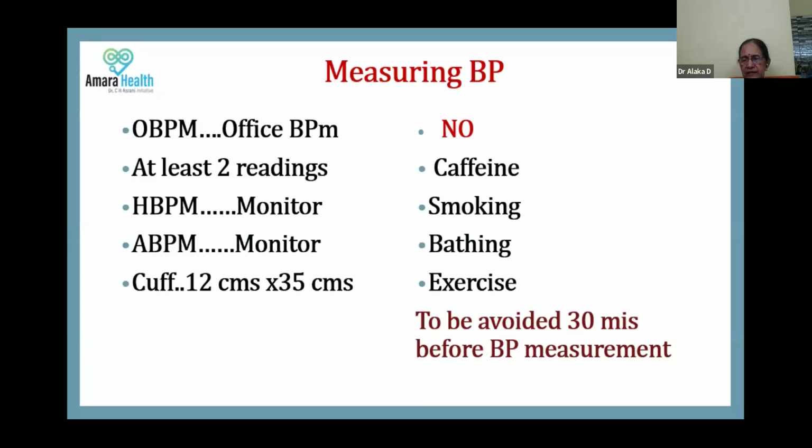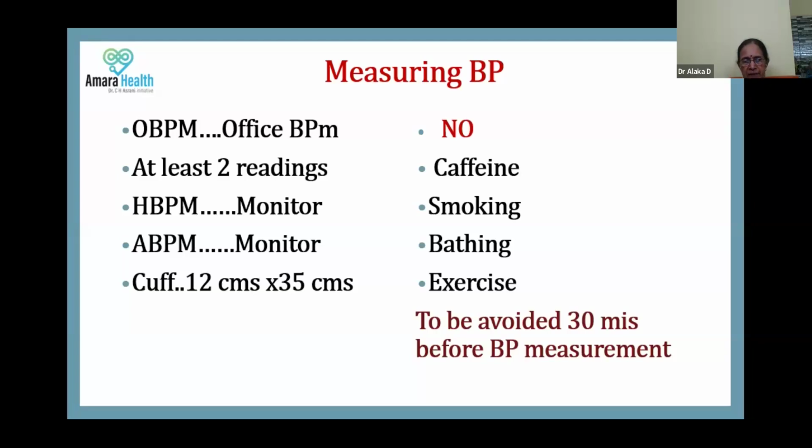At least take 2 readings. Then there is a home BP monitor. We now have gadgets, and a person can measure their blood pressure at home. Then there is ambulatory BP monitoring. Now this home BP and ambulatory BP are good for monitoring the therapeutic response. But for the primary diagnosis, it is a doctor who should take the office BP.